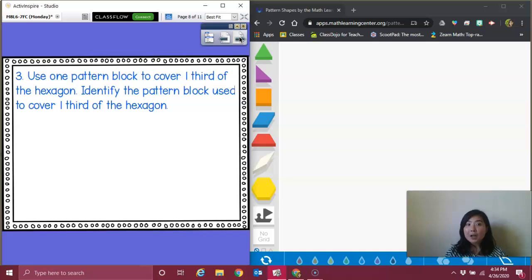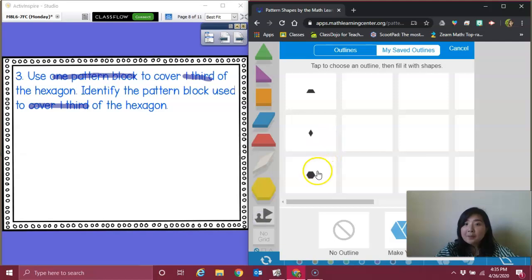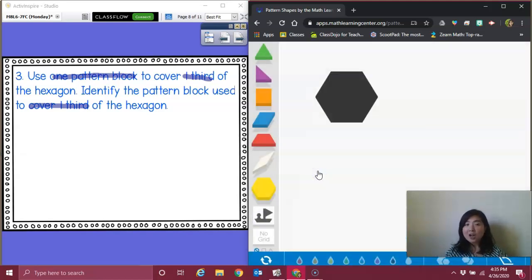Use one pattern block to cover 1/3 of the hexagon. Identify the pattern block used to cover 1/3 of the hexagon. Well, my friends, let's go ahead and annotate. I have to use one pattern block to cover 1/3 of the hexagon, and I need to figure out which pattern block covers 1/3 of the hexagon. So let me pull out that outline of the hexagon, and I'm going to think to myself, which of these pattern blocks would fit inside of that hexagon 3 times?